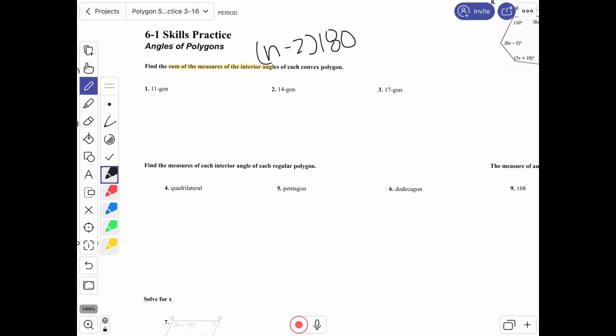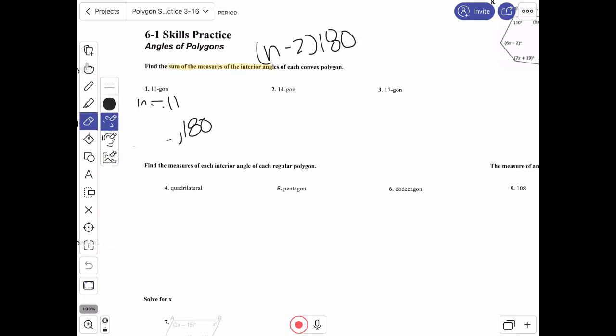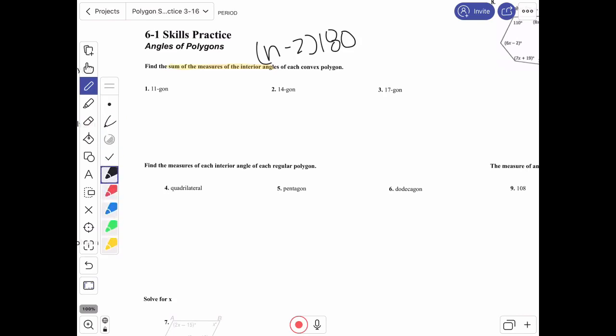So with my first one, I have an 11 gon. So that means my n equals 11. So I'm going to have 11 minus 2 times 180. And I'm actually going to erase this because I didn't give myself enough room. But when you do 11 minus 2 times 180, you get... Sorry, I didn't calculate this before. 1,620. So that is the sum of all the angles in an 11 gon.